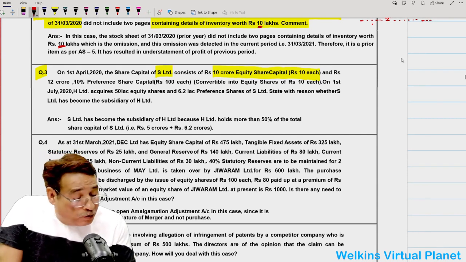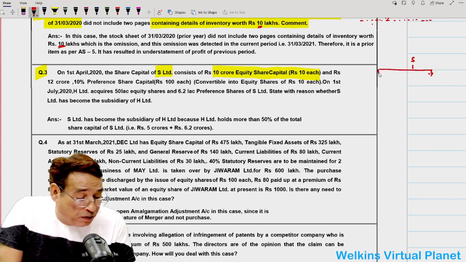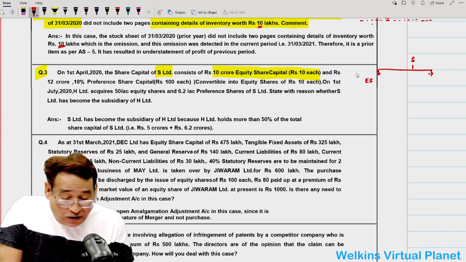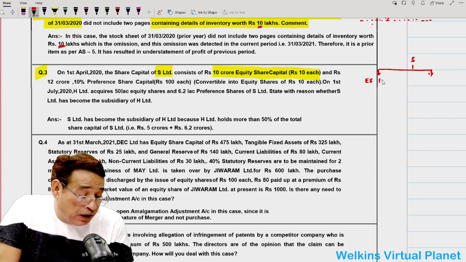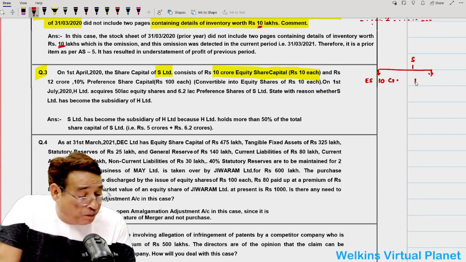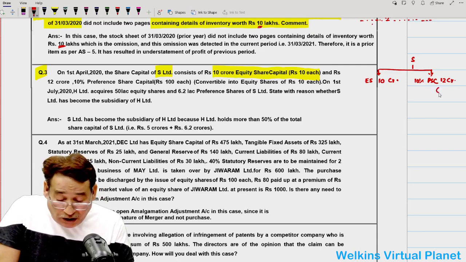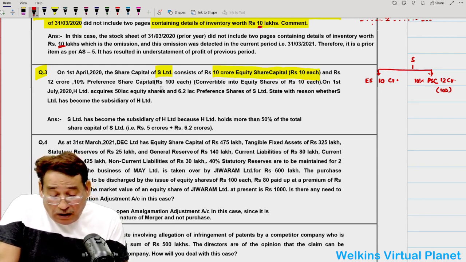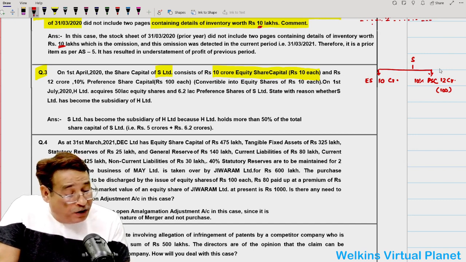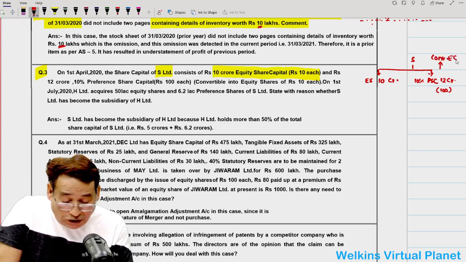In this particular question, it is given that there is a company by the name of S Limited. This company has equity share capital and preference share capital both. It has got equity share capital to the extent of 10 crore, correct? 10 crores, figures are in crores, and one share is of 10 each, and rupees 12 crore worth of 10% preference share capital. This company also has 10% preference share capital, and preference share capital is worth rupees 12 crores, and one share is of 100 each, as far as preference share capital is concerned. Further, it is given, preference share capital is convertible into equity shares. Preference share which is given to you is convertible into equity share. It is also given in the question.